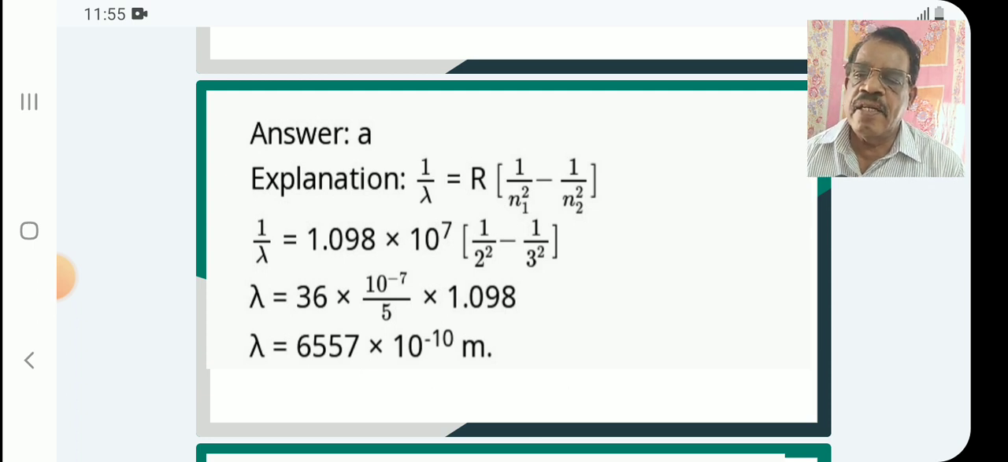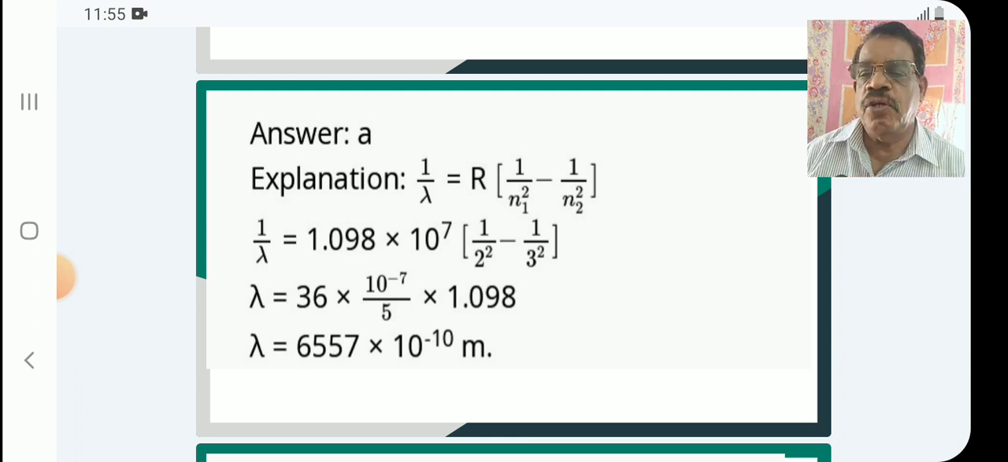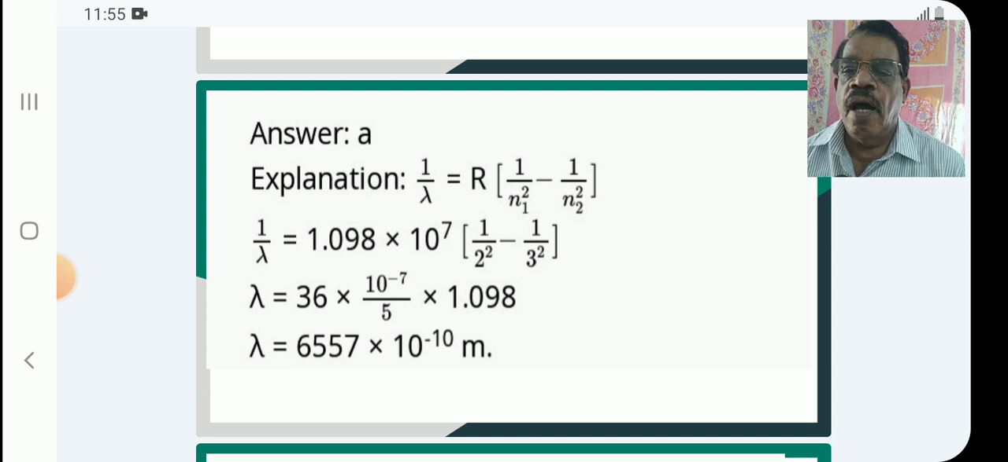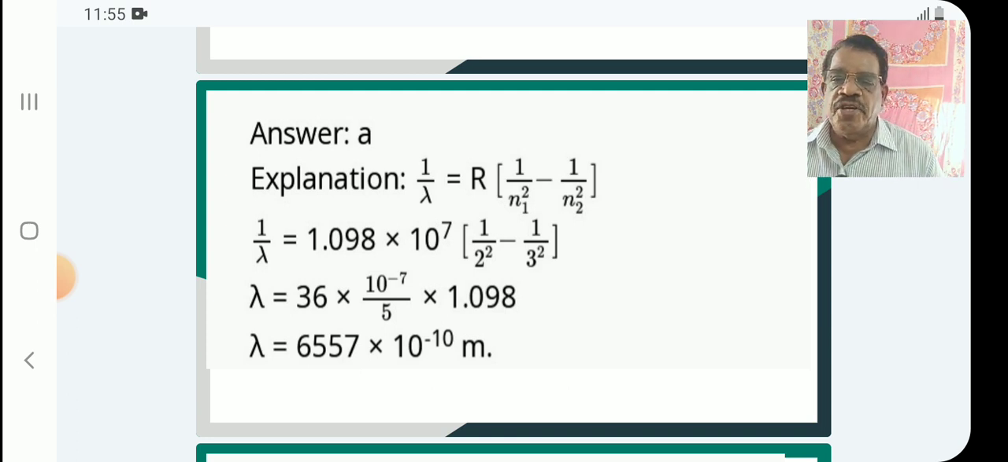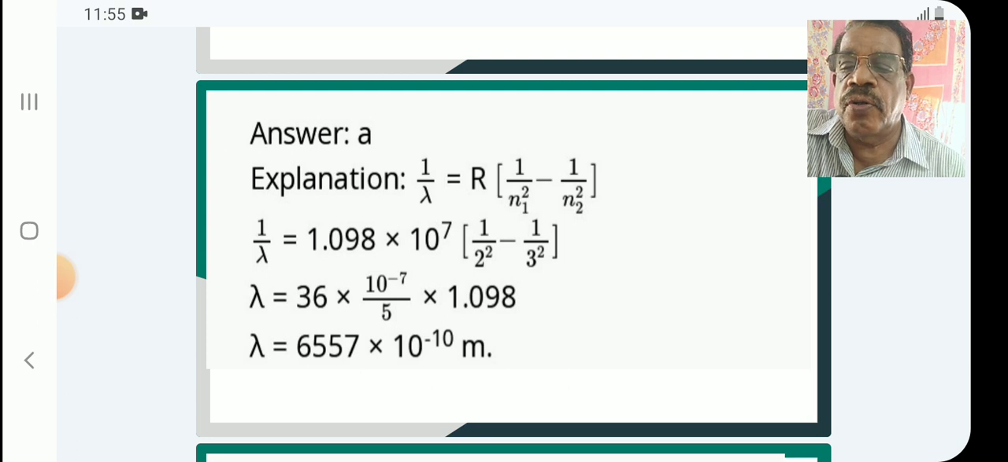Actually, we write in the literature 6563, because here the Rydberg constant is taken as a corrected value, 109770. When we put that value, we get 6563 angstrom, or 10 raised to minus 10 meter.